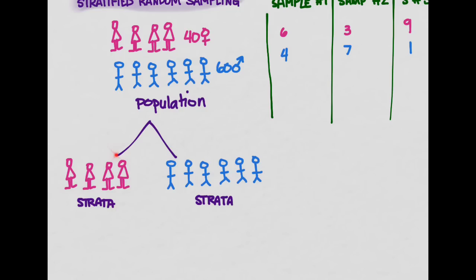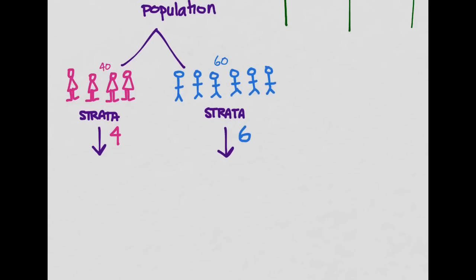Now these groups are homogeneous, so you have very little variability within these groups, but between the groups you do have a lot of variability, right? They're completely different, woman versus man. Now what we would do is pick random samples from within these groups, and we could set how many we want. So we could say, from our group of 40 women, we will pick 4, and out of the group of 60 men, we're going to pick 6 at random. So these would be simple random samples from within the strata.